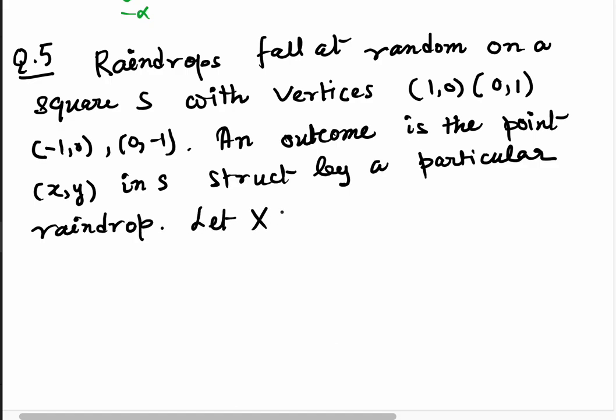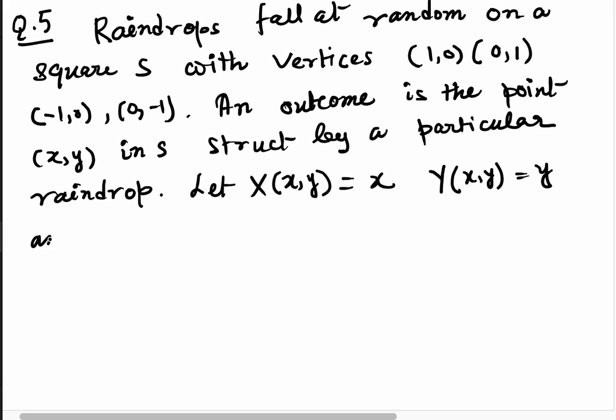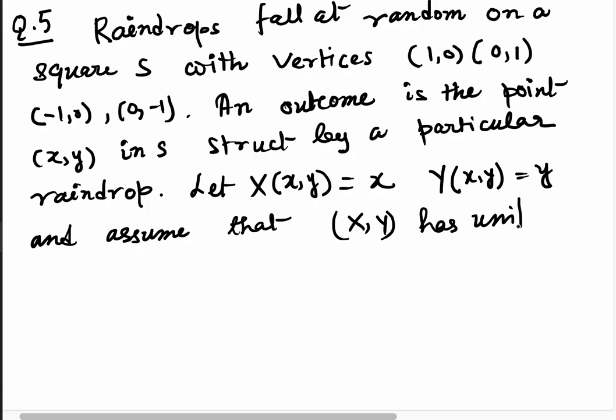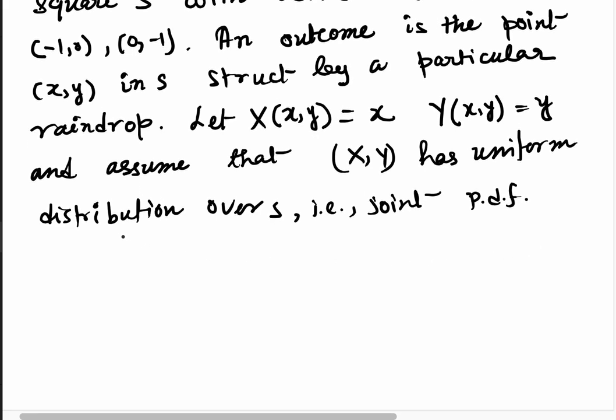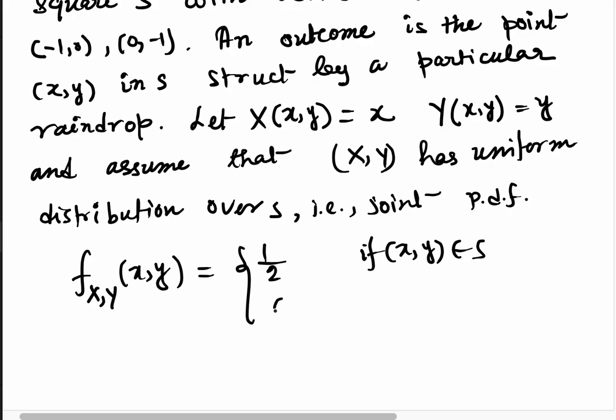Let random variable X be the x coordinate and random variable Y be the y coordinate of that point, and assume that (X, Y) has a uniform distribution over S. That is, the joint probability density function of (X, Y) is one half if the coordinate belongs to S, and 0 elsewhere.